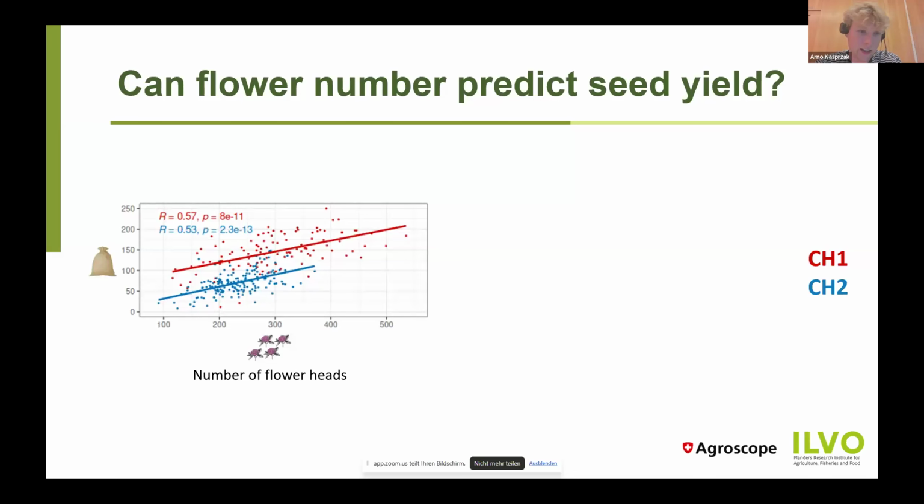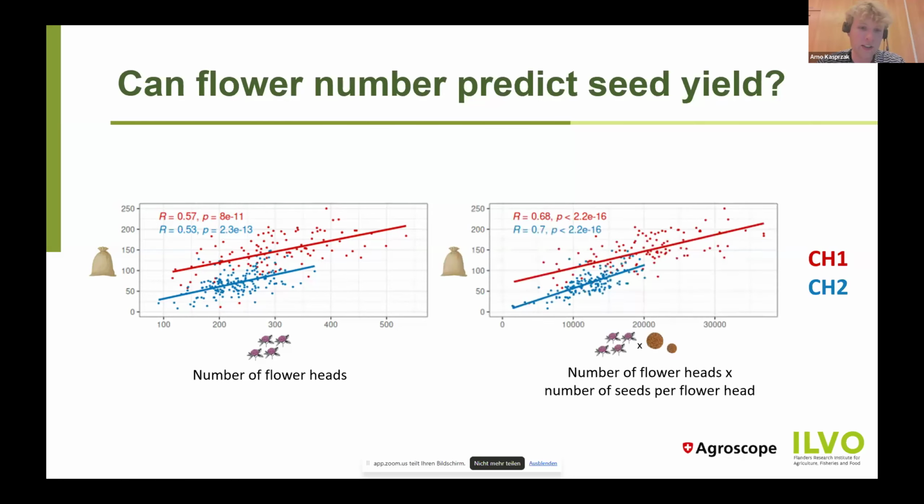Okay, and then if we look at the results, in this plot we plotted the number of pink flower heads against seed yield for plots in Switzerland. And there you see that the correlation between the predicted open flower heads and the seed yield is quite good. And if you look at the correlation between the number of pink flower heads predicted multiplied with the seed yield per flower head, then it's even better, as here on the right.